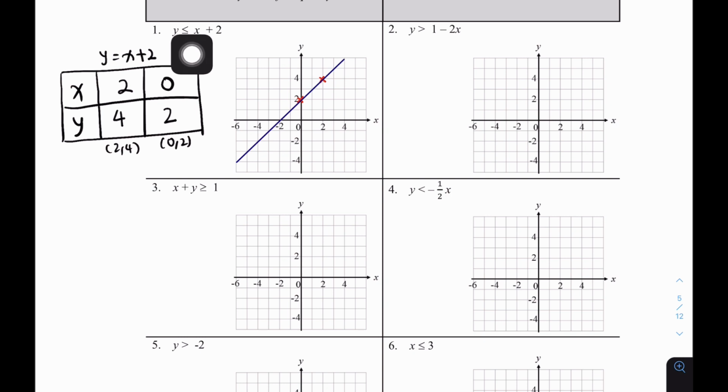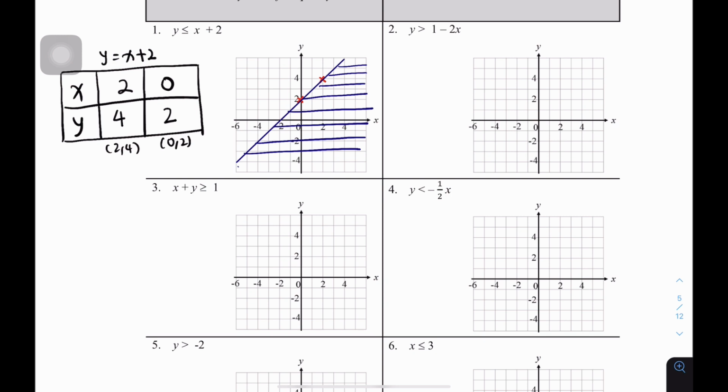Okay, so next apa lagi kita check? Tengok simbol ni, less than. So if less than, kita going to shade atas ke bawah. Lebih besar atas, lebih kecil bawah. So kita shadekan bahagian bawah. Bahagian bawah ni lah. Contoh saya shade macam ni. Okay, clear?